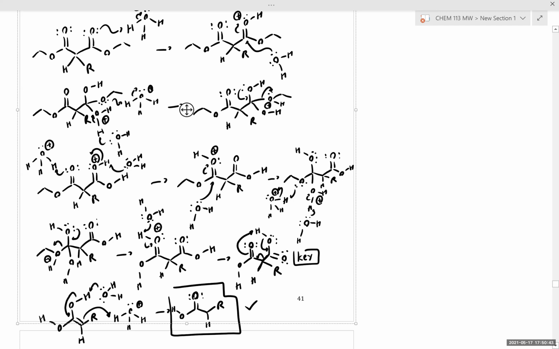Does this mechanism make sense to everyone? The hydrolysis mechanism we've seen before. In terms of what's new, this decarboxylation mechanism is the only really new step that we've seen. Any questions on this mechanism before we try to apply what we've learned?